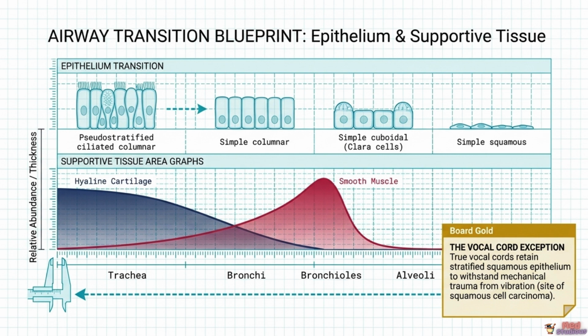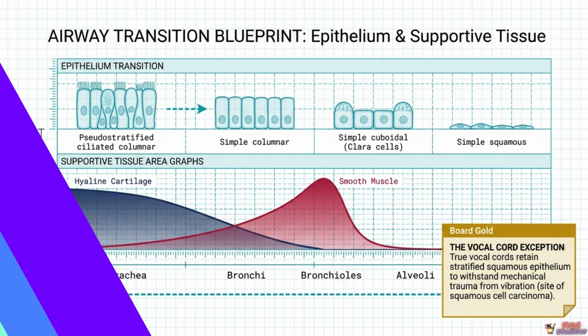One critical board favorite exception breaks this otherwise smooth pattern. The true vocal cords retain stratified squamous epithelium rather than the expected respiratory epithelium, specifically to withstand the mechanical trauma of repeated vibration during phonation. And this is precisely why the vocal cords are the classic site of origin for squamous cell carcinoma of the larynx.